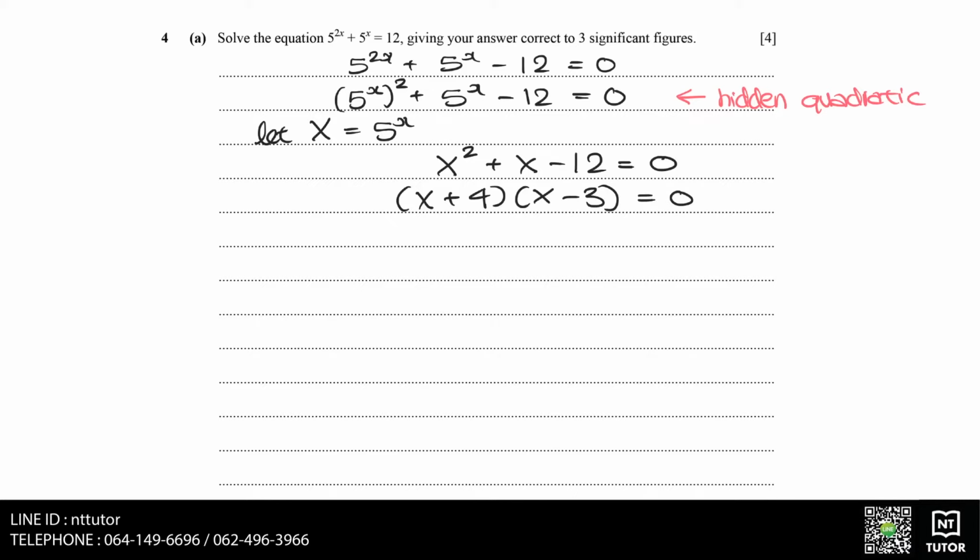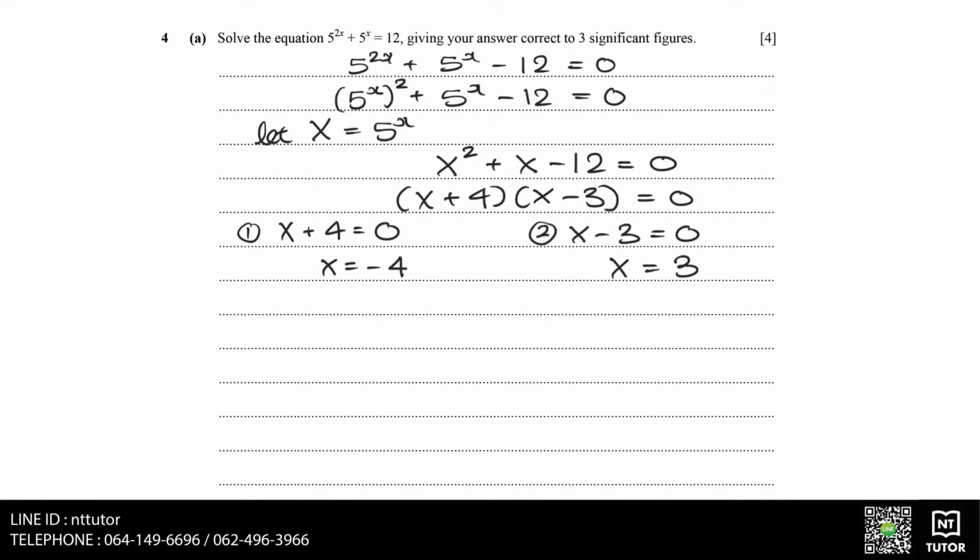meaning we have two solutions. One solution comes from X plus 4 equals 0, which solving for X will get you X equals minus 4. And the other solution comes from X minus 3 equals 0, which will give you X equals 3. Remember, we said big X equals 5 to the power of x. So we got big X equals minus 4 and big X equals 3. This means that 5 to the power of x equals minus 4 and 5 to the power of x equals 3.